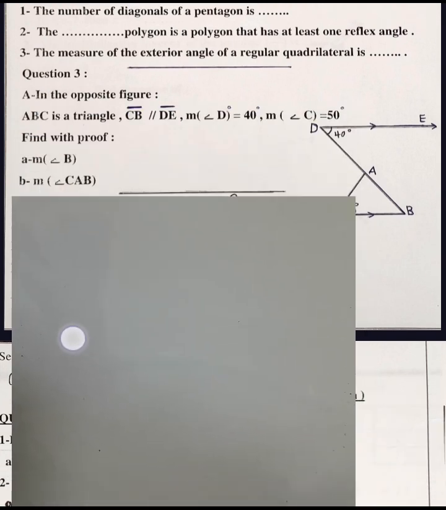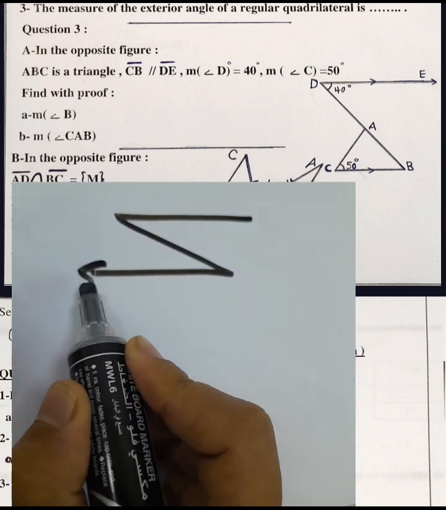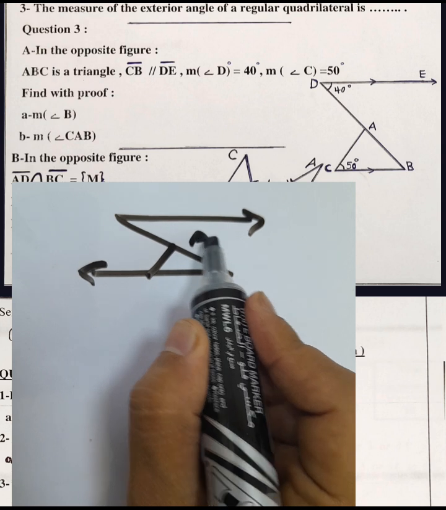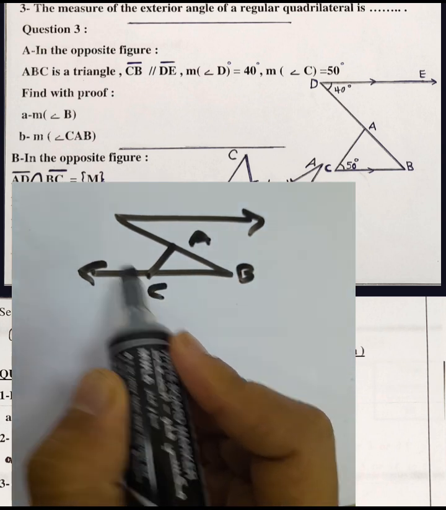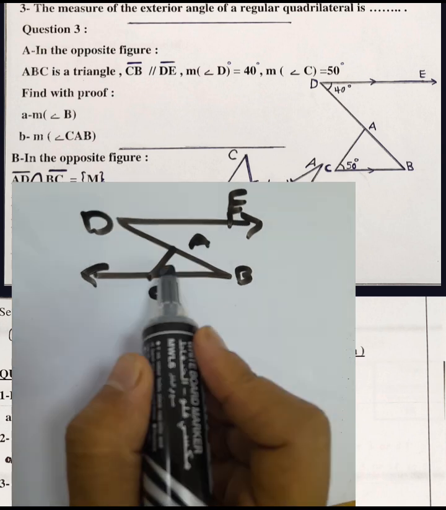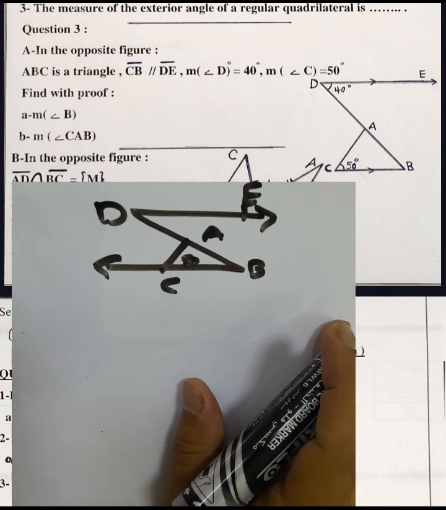Question number 3. In the opposite figure we have a triangle and 2 parallel sides. We want to find the measure of angle B. Okay, we have A, B, and C, and we have D here and E, and this angle was 50 degrees. We want to find the measure of angle B.